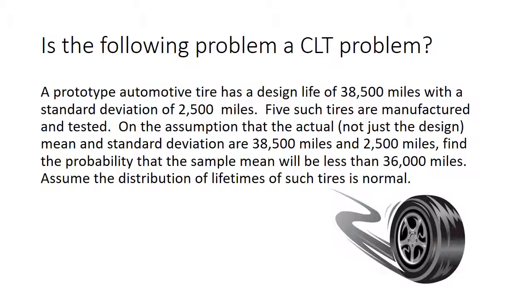A prototype automotive tire has a design life of 38,500 miles with a standard deviation of 2,500 miles. 5 such tires are manufactured and tested. On the assumption that the actual, not just the design, mean and standard deviation are 38,500 miles and 2,500 miles, find the probability that the sample mean will be less than 3,600 miles. Assume the distribution of lifetimes of such tires is normal.